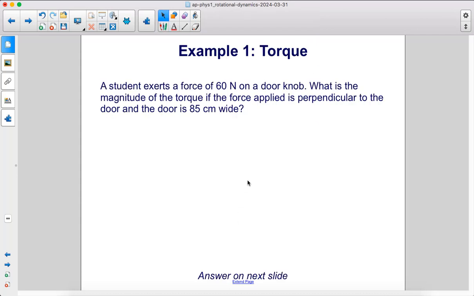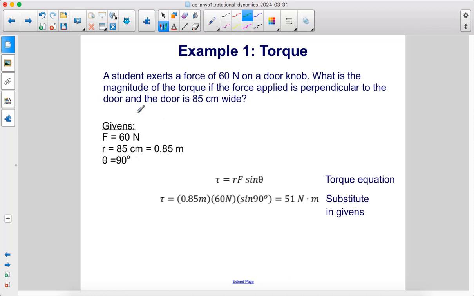Example 1. A student exerts a force of 60 newtons on a doorknob. What is the magnitude of the torque if the force applied is perpendicular to the door and the door is 85 centimeters wide? All right, so here we have our givens. The force is 60 newtons. r is 0.85 meters, right? We have to convert that from centimeters. And the angle is 90 degrees. So we're going to use our torque equation and plug in our numbers, and we get 51 newton meters.